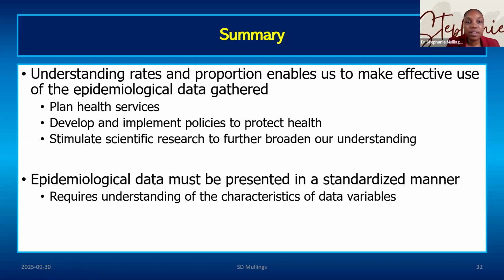So in summary, understanding rates and proportions enable us to make decisions. And so by understanding which rates and what proportions we're measuring, we're able to provide data to help to plan health events, plan services that we need, recruit resources that we would need in terms of human resource, develop and implement policies to protect the health of our population. It also helps to stimulate scientific research for further broadening of our understanding.